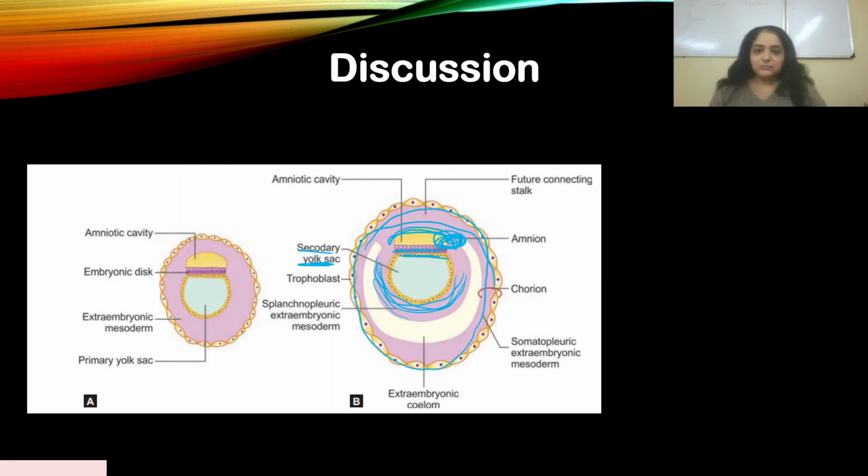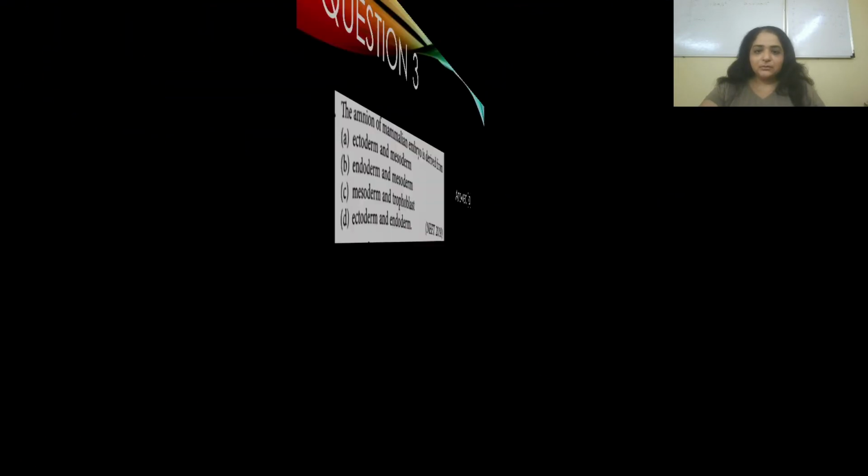This is the future connecting stalk, which actually develops into the umbilical cord. So think of it as a 3D structure. The umbilical cord moves in and connects with the placenta, where the exchange of gases or exchange of blood is happening between the fetus and the mother. Clear? This was about amnion.